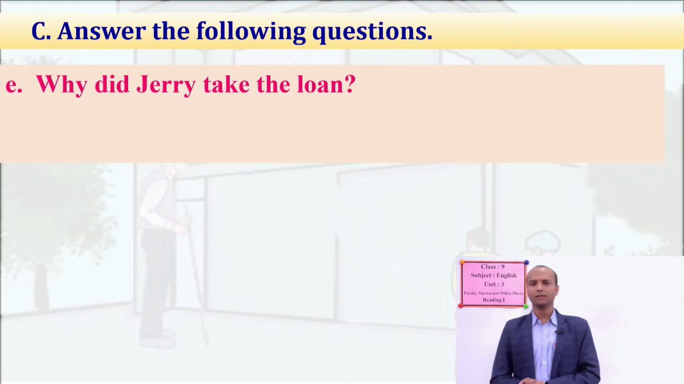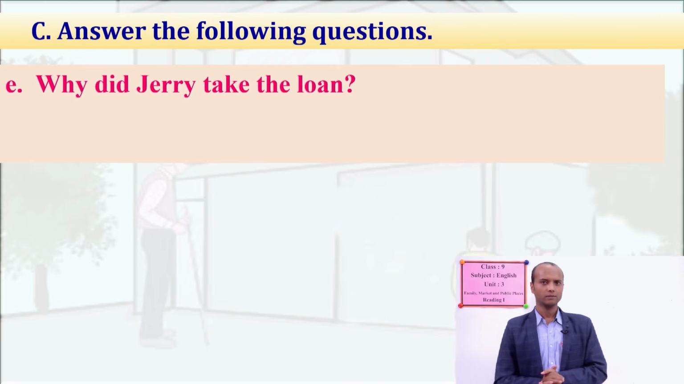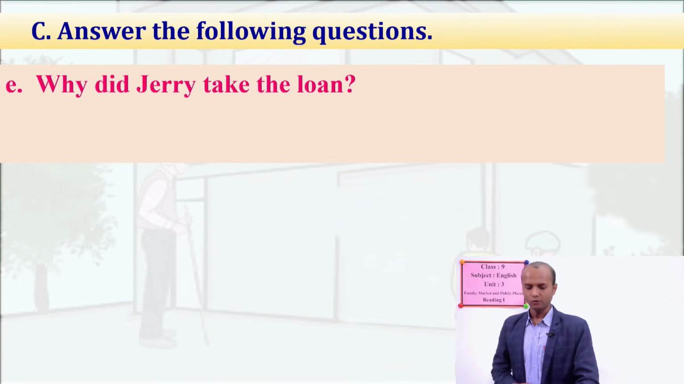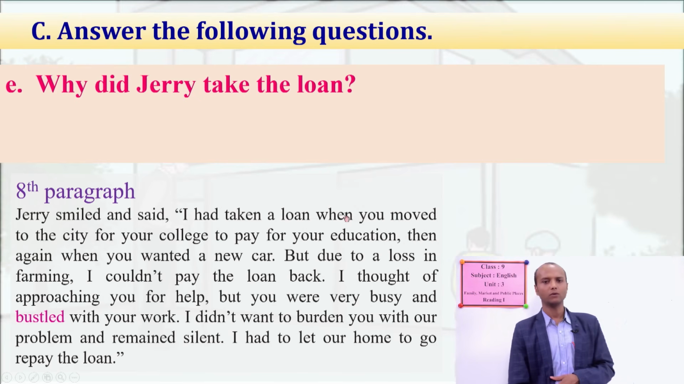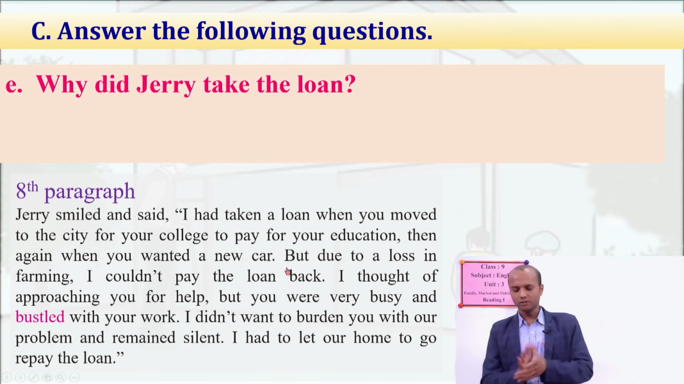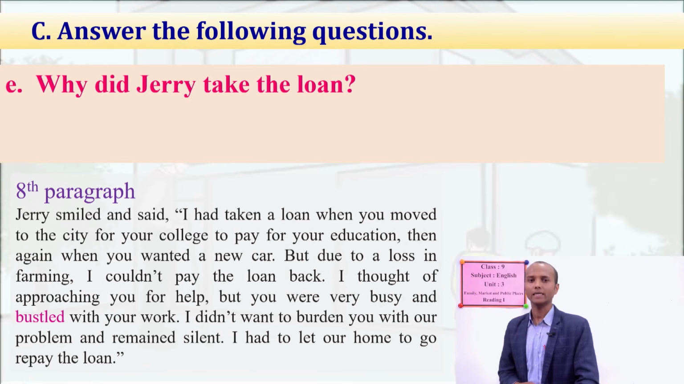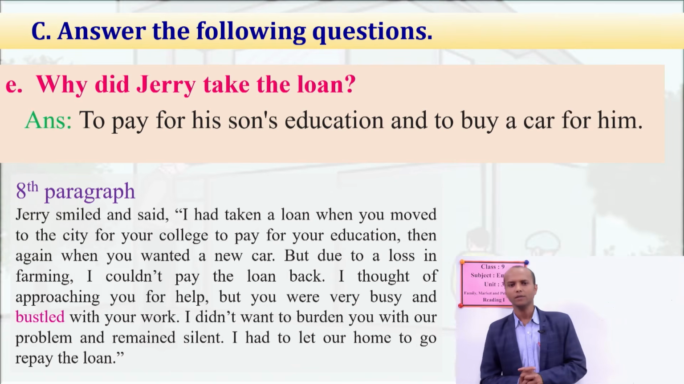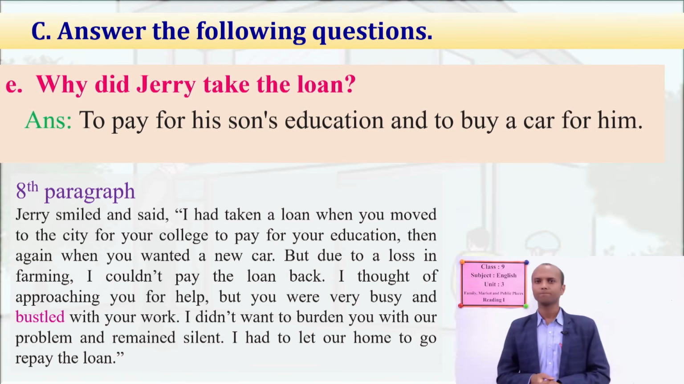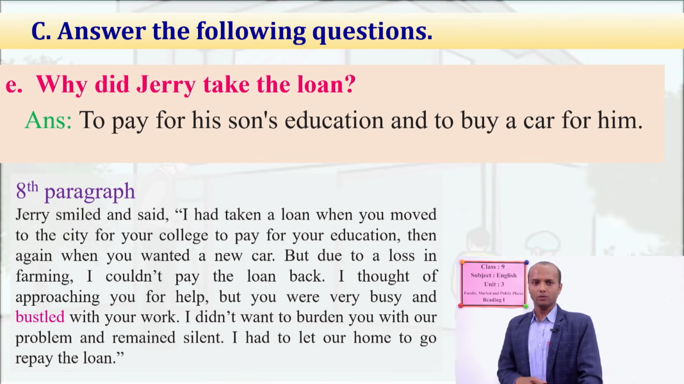Okay, dear students, let's see the next question, number E. Why did Jerry take the loan? Can you answer it? I talked about the issue earlier. Otherwise you can go through paragraph number 8. You can see here he had taken a loan, and there are some reasons why he had to take loans. And this is your answer. For example, to pay for his son's education, he had to sell his property, and the son also wanted to buy a car. So this is your answer for number E.